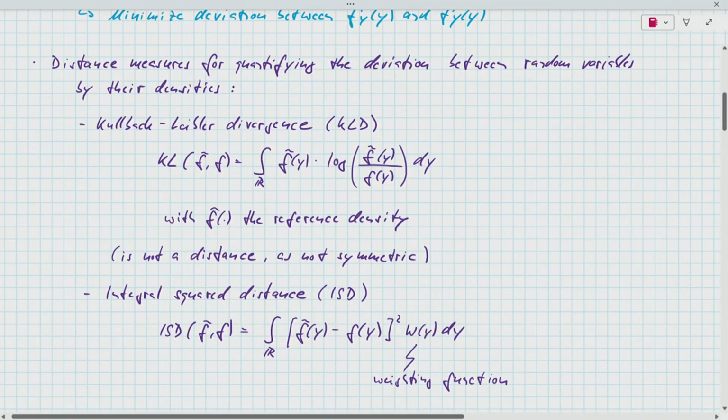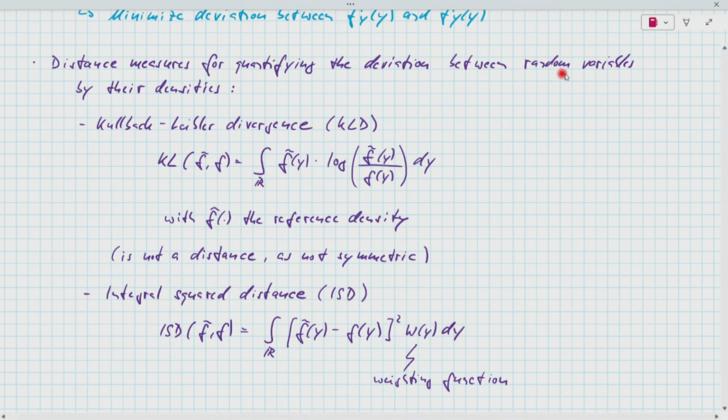So, and they both have their pros and cons, I would say. So we use distance measures for quantifying the deviation between two random variables by means of their densities. In fact, you can compare random variables by many different means. I mean, we discussed that before. We can use the cumulative distribution for the comparison, which makes sense, but only in 1D. Beyond 1D, it's not so simple anymore. You could use the moment generating function, whatever. You can use different ways of comparing them.